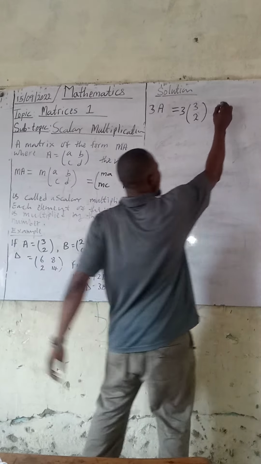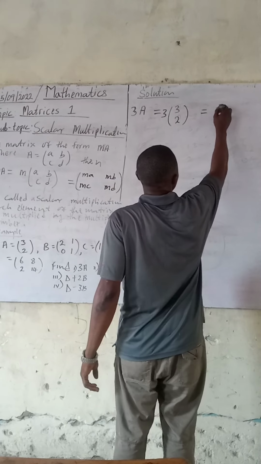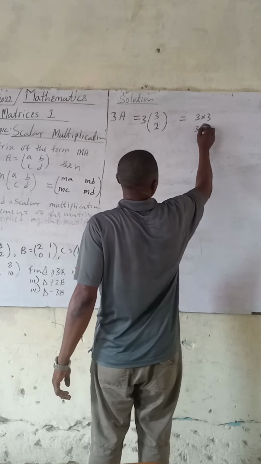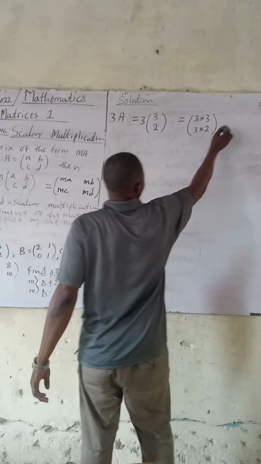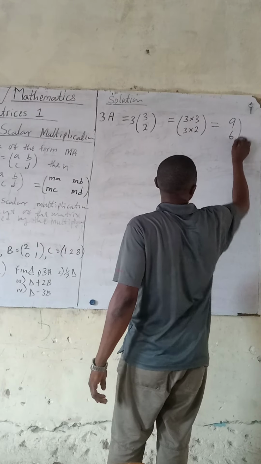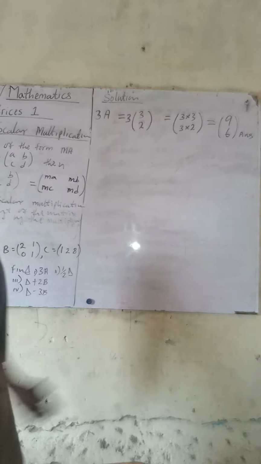So it will equal 3 times 3. 9. Okay, let me do it like this. 3 times 3, then 3 times 2, equals 9. So that's our answer. That's what 3A equals.